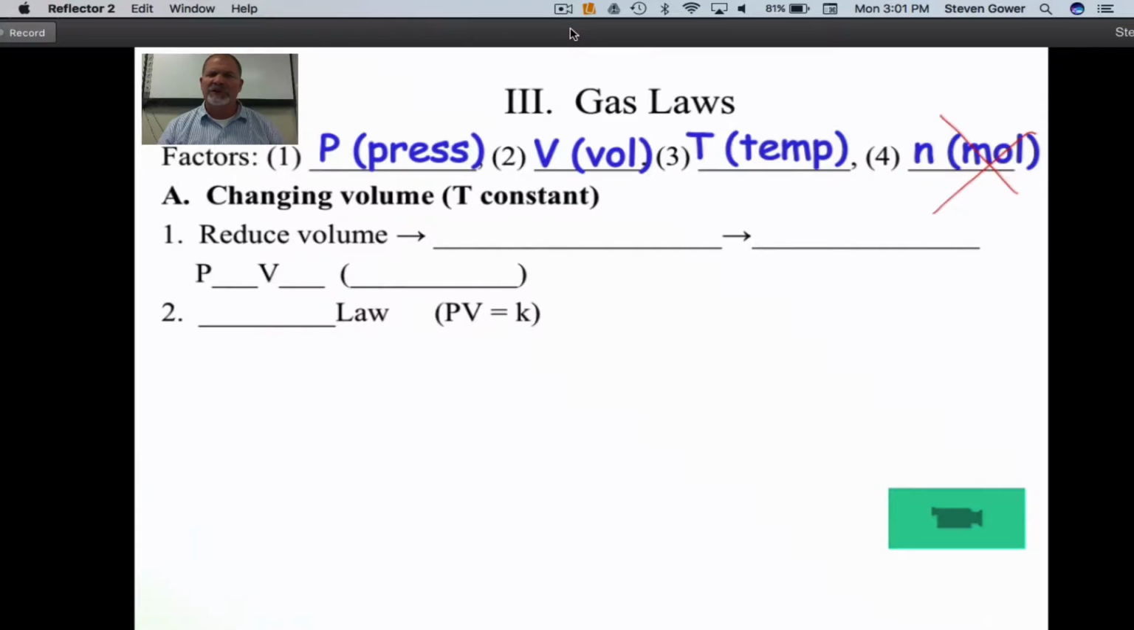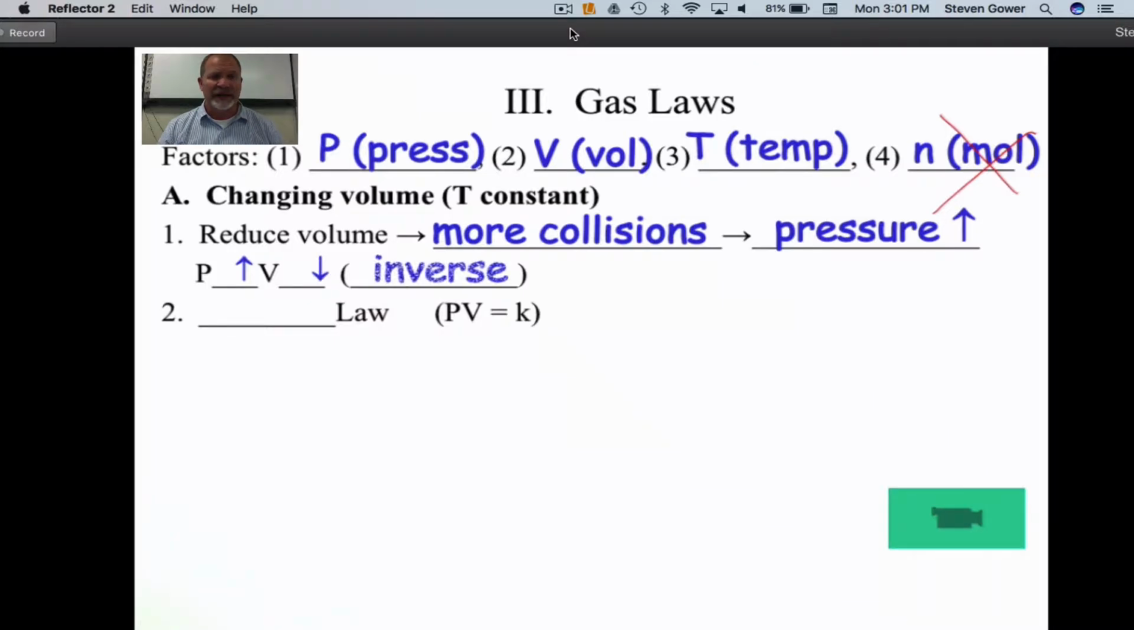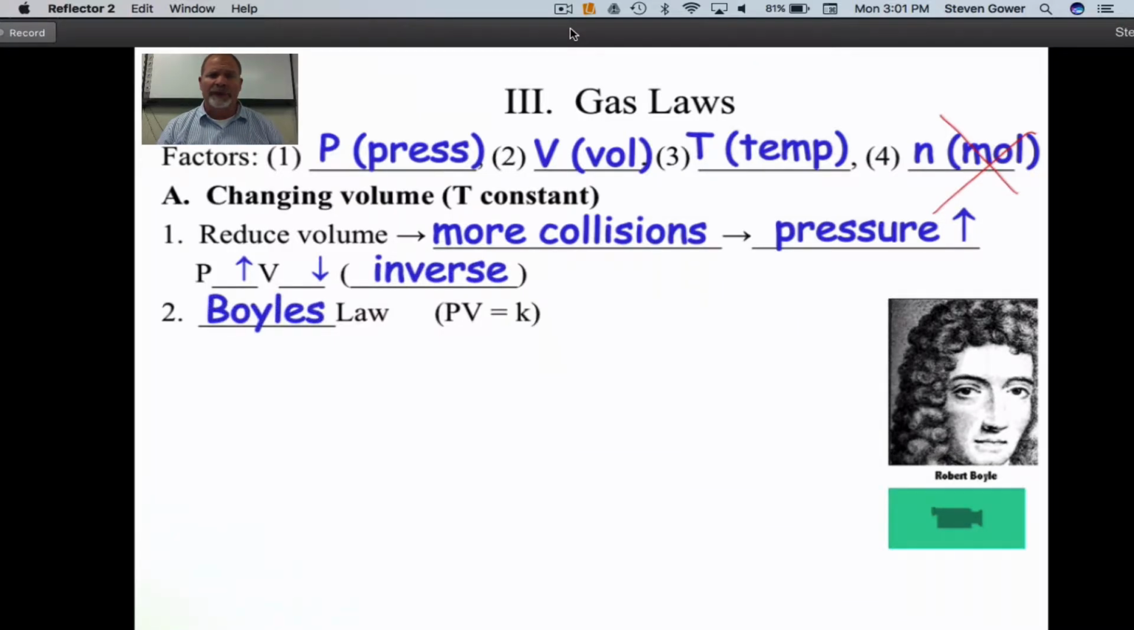In this, we're going to reduce our volume. If we reduce our volume, we'll see that we're going to increase collisions. If we increase collisions, we're going to increase pressure. And this is where my pressure and volume are inversely related. And this is Boyle's law. Now, P times V equals K.